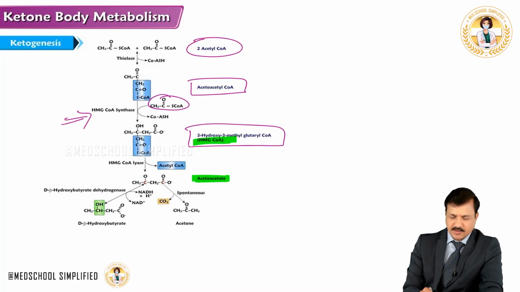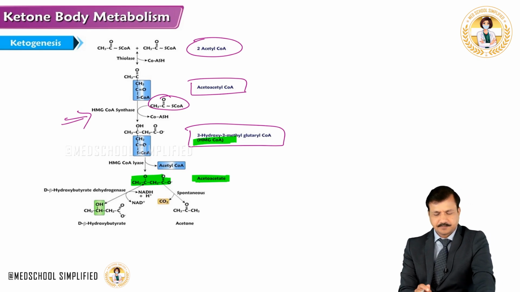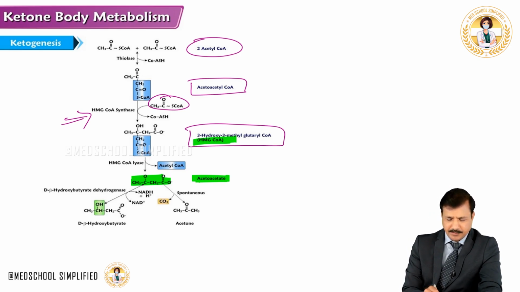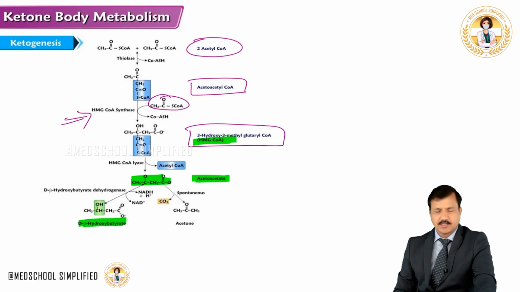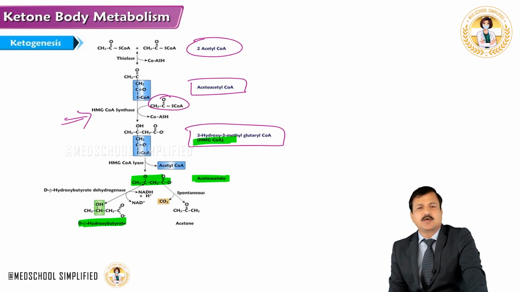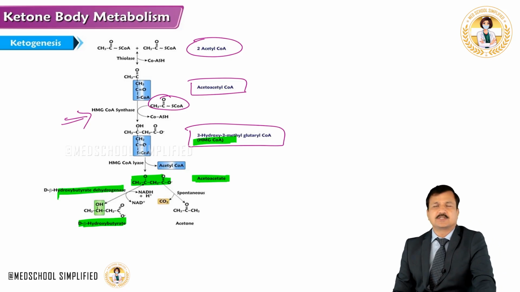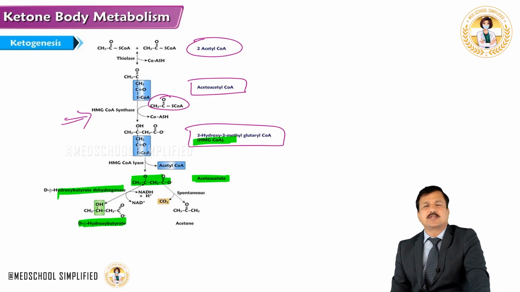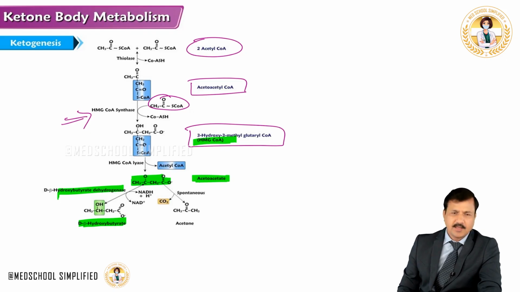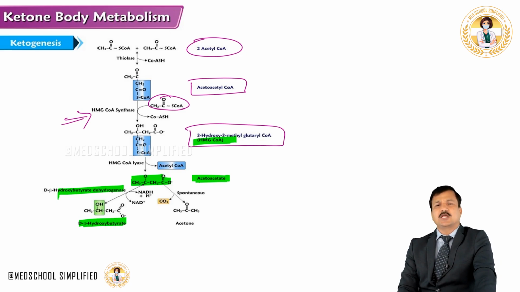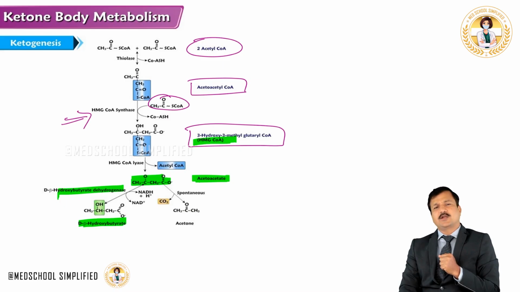This acetoacetate will further undergo reduction into beta-hydroxybutyrate, because the beta carbon which has a keto group in acetoacetate is now reduced into a hydroxyl group, done by beta-hydroxybutyrate dehydrogenase. Although beta-hydroxybutyrate is not a true ketone body, because it has a hydroxyl group there, still acetoacetate is converted into beta-hydroxybutyrate.